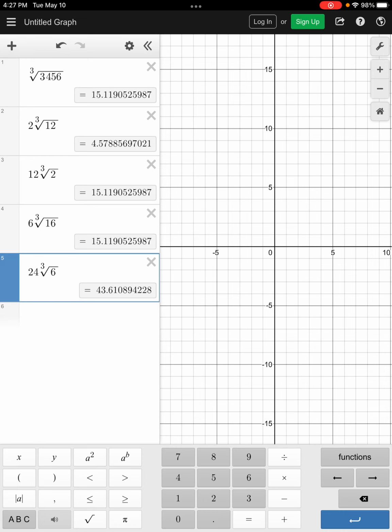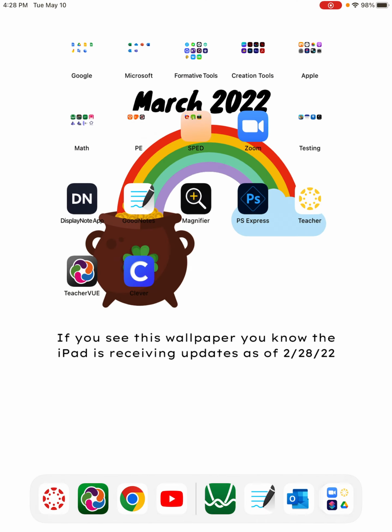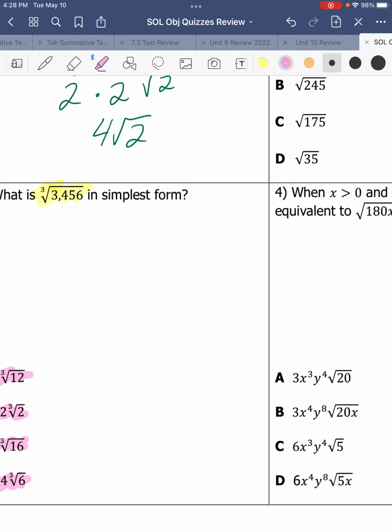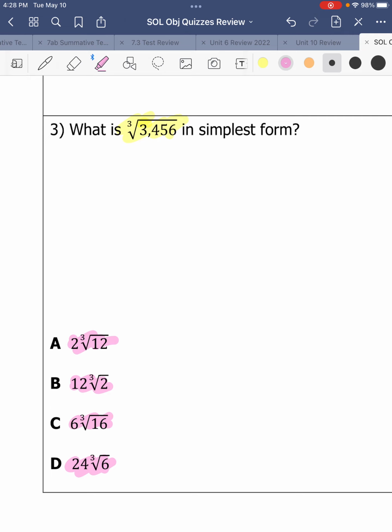All right, so now we have a decision to make. It's either B or C. They're both the same exact answer. So let's take a look at this a little bit more. What you're going to look for is which one has a smaller number underneath the radical. So we're looking for the simplest form. Simplest form means the number underneath the radical is the smallest. Well, 2 is a lot smaller than 16, so there's your answer.